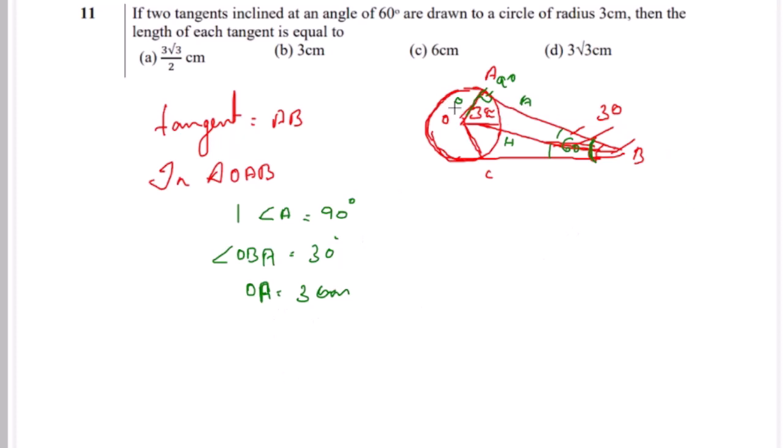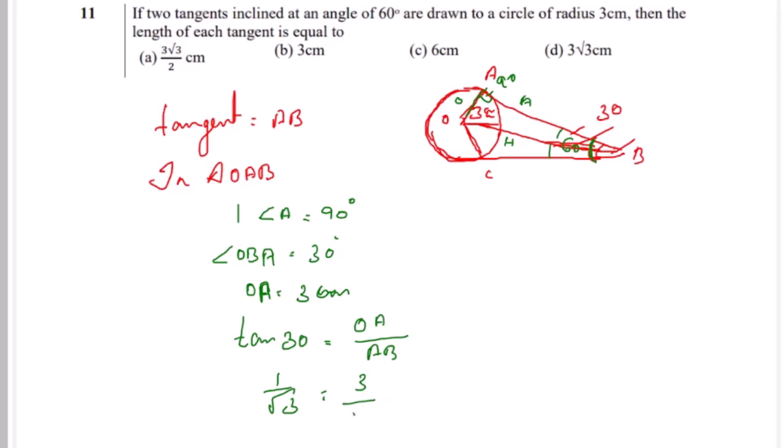So what do we have to find out here? AB we have to find out. That is opposite divided by adjacent, right? So tan 30 degrees is equal to OA divided by AB. What is the value of tan 30? It is 1 by root 3. What is OA? OA is 3 centimeters, the radius of the circle.